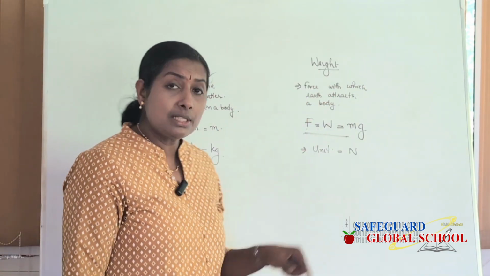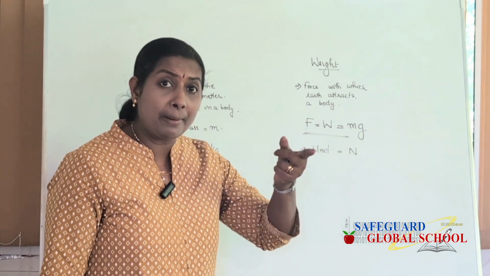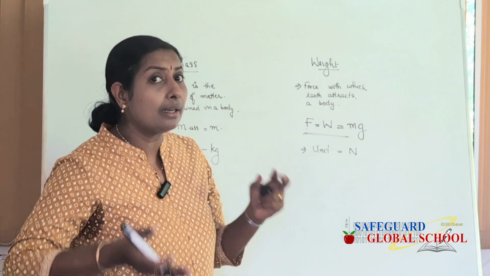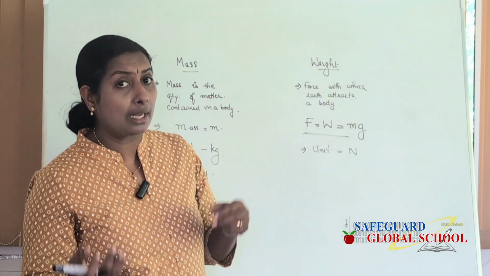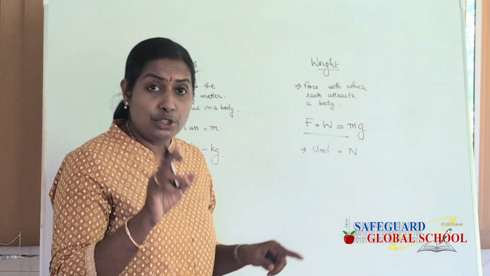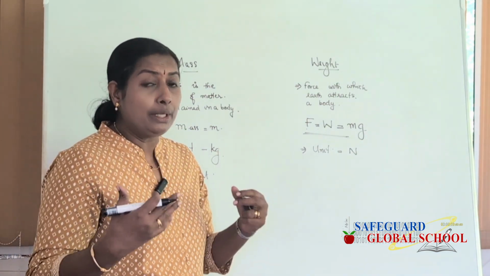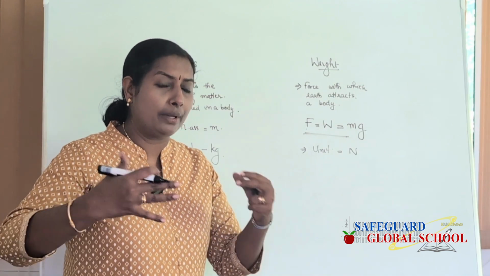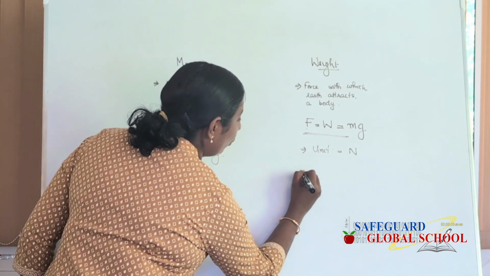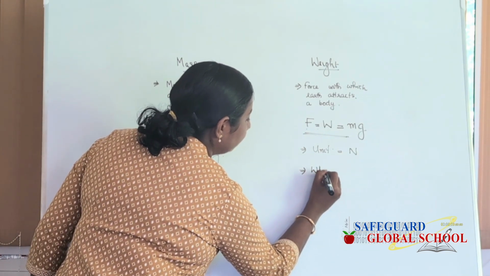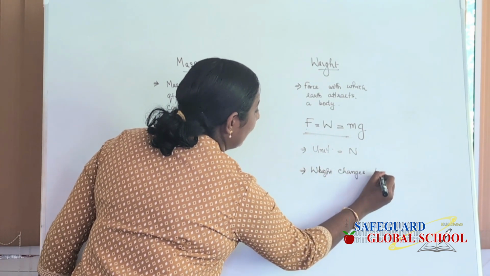But think about whether weight is a constant or not. We have already studied that this g depends upon the mass of the planet, radius, etc. When we compare earth and moon, is the mass of the earth the same as the mass of the moon? No. So this g will be different on earth and on moon. So the weight of a body on earth will be different from the weight of the body on moon or on any other planet. So what can we write about weight? Weight of a body changes from place to place.